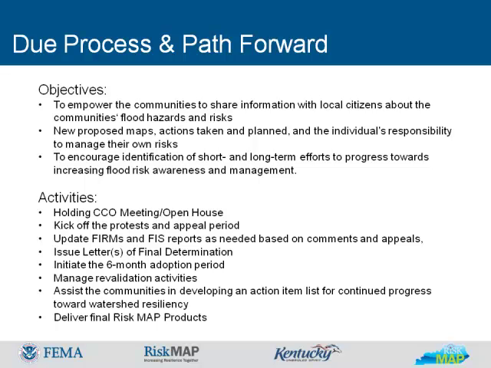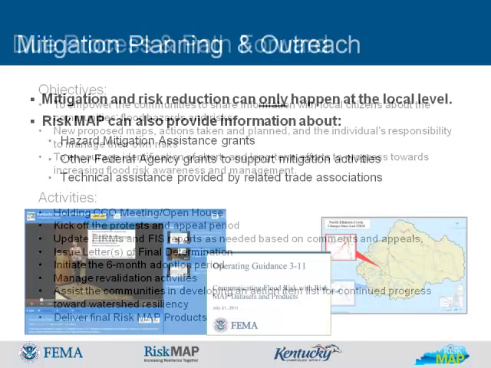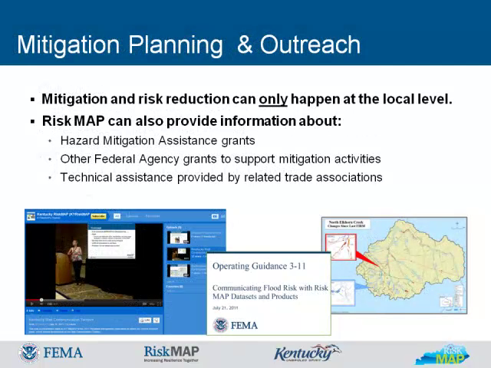The objectives of the Due Process and Path Forward phase are to empower the communities to share information with local citizens about the community's flood hazards and risks, to review new proposed maps, actions taken and planned, and the individual's responsibility to manage their own risks, and to encourage identification of short and long-term efforts to progress towards increasing flood risk awareness and management. Hazard mitigation planning is critical to the success of the RiskMAP program.